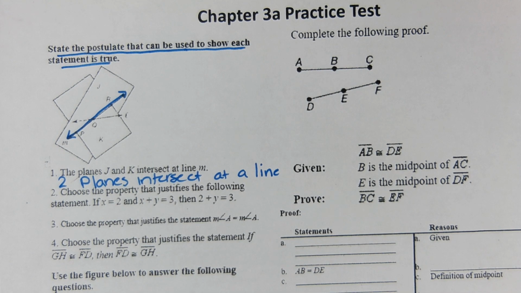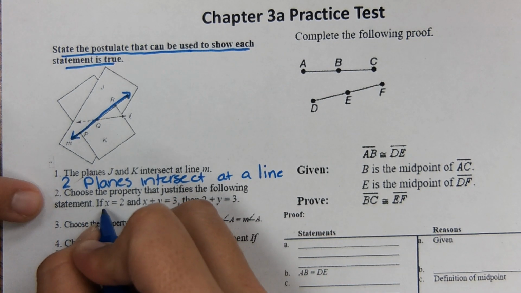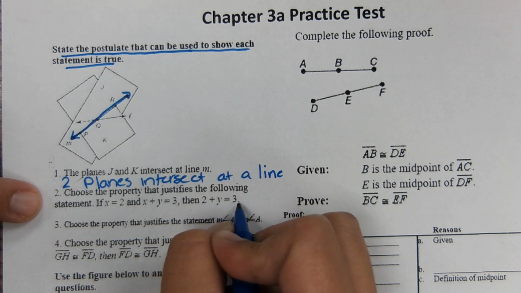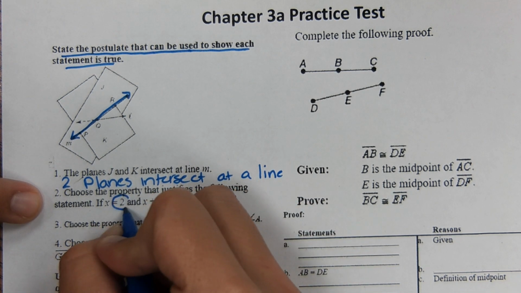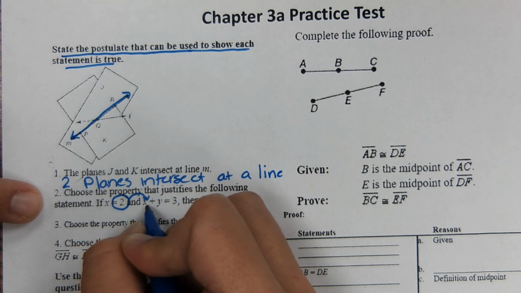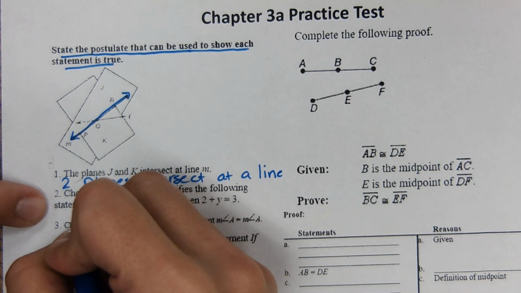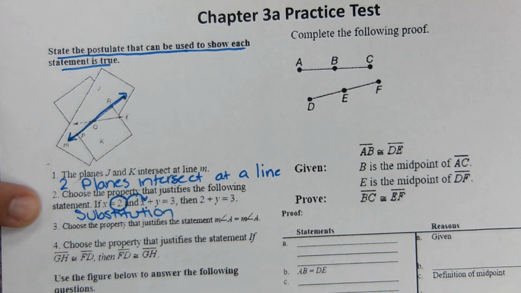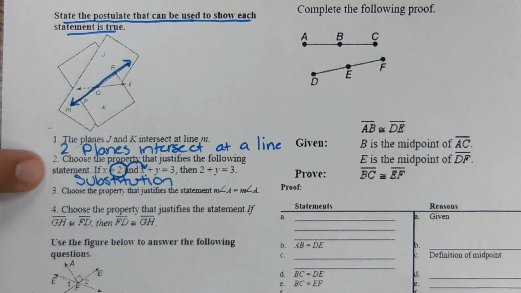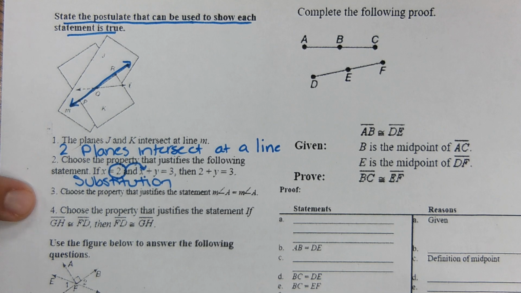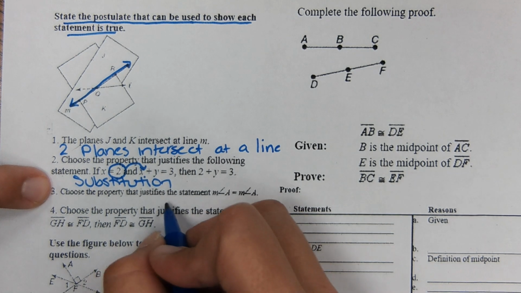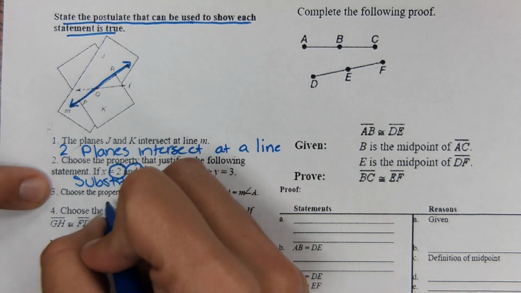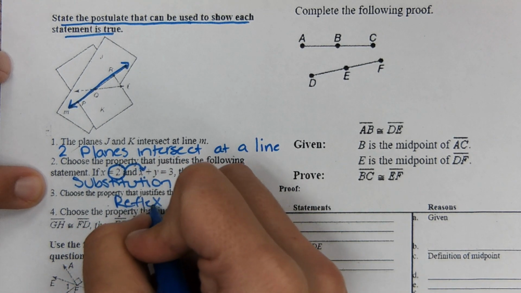Number 2, it says choose the property that justifies the following statement. It says if x equals 2 and x plus y equals 3, then 2 plus y equals 3. So what they're doing is they're taking this and they're substituting it out for x to get this equation. So they're using substitution. Number 3, choose a property that justifies this statement. Measure angle A equals measure angle A. That is a reflexive property when it just equals itself.